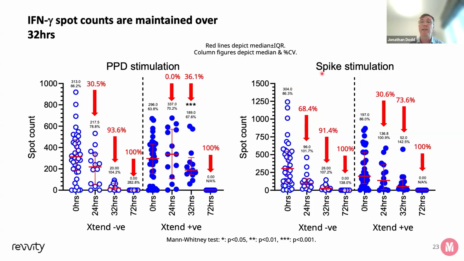If we compared this to the spike antigen responses, we saw an approximate 70% reduction at 24 hours in the absence of T-cell extend, and an ablation, as we observed previously, at 32 hours and 72 hours. And when we compared this in the presence of T-cell extend, we found partial protection of approximately 40% at 24 hours, but only 20% at 32 hours and no protection at 72 hours. So it suggested that there was protection on the FluoroSpot platform, that to a certain extent it was antigen specific.